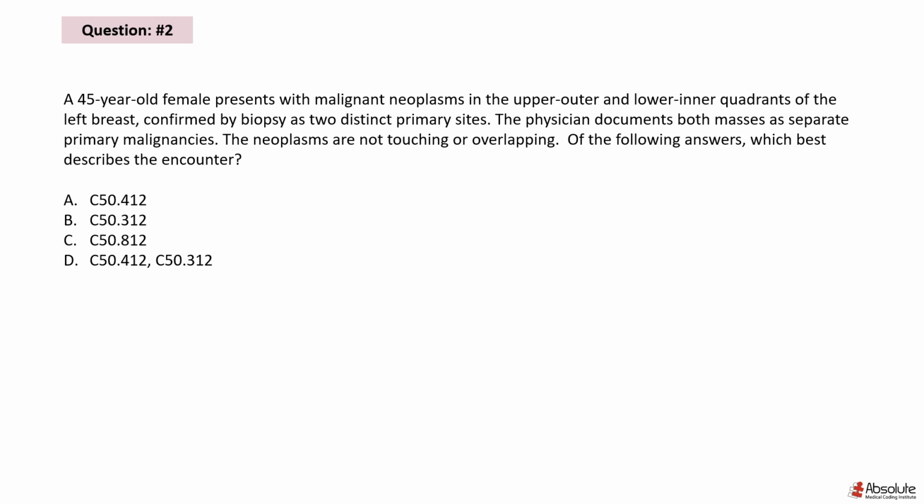A 45-year-old female presents with malignant neoplasms in the upper outer and lower inner quadrants of the left breast, confirmed by a biopsy as two distinct primary sites. The physician documents both masses as separate primary malignancies. The neoplasms are not touching or overlapping. Of the following answers, which best describes the encounter? Okay, you have 60 seconds to solve, coders. Good luck.